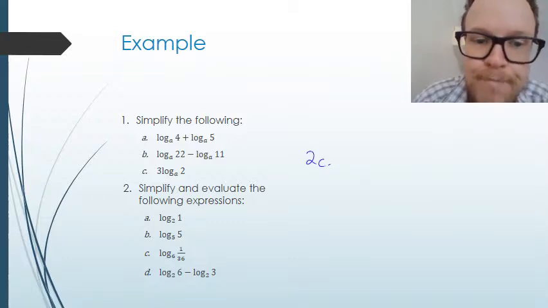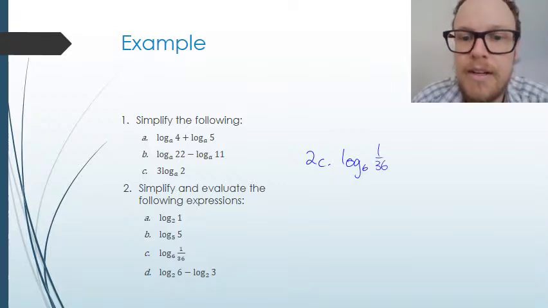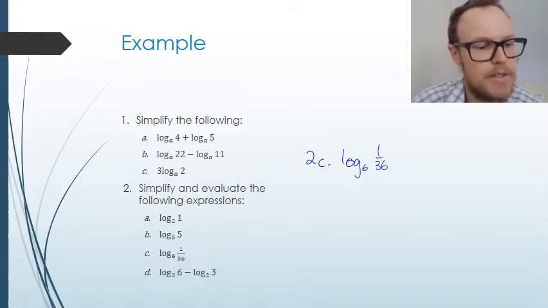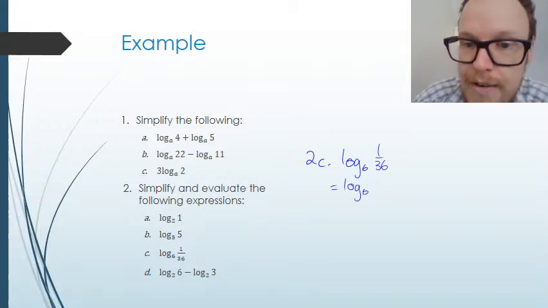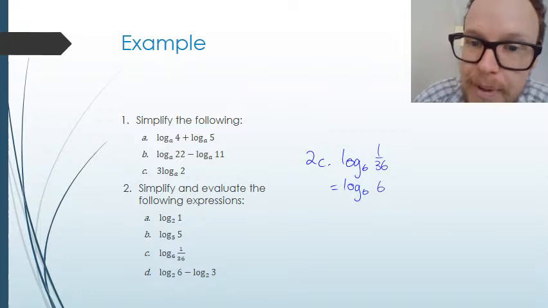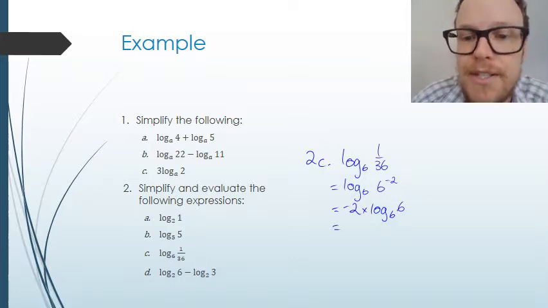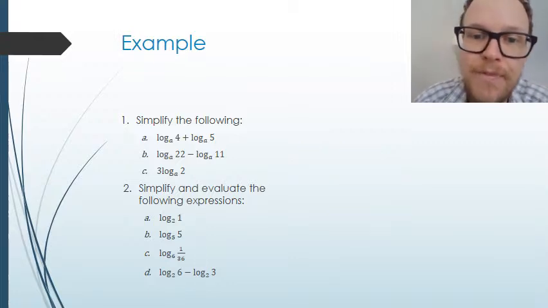For 2c, we've got log to the base 6 of 1 over 36. Now we can simplify this to get that this is going to be 6 to the power of negative 2. Then we can use log law 3 to get negative 2 times log to the base 6 of 6, and log to the base 6 of 6 is itself, so that's going to be equal to 1. So we get negative 2 being the answer to 2c.